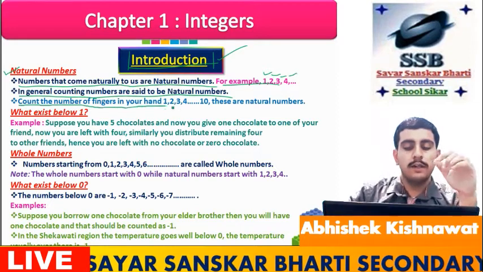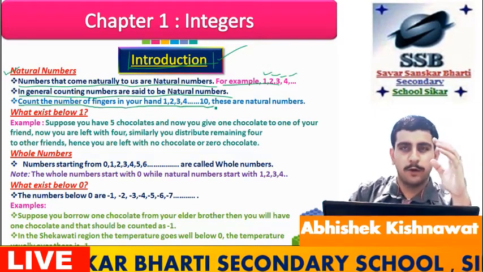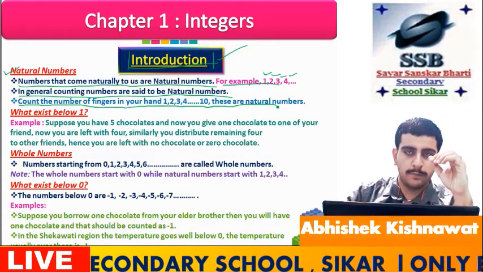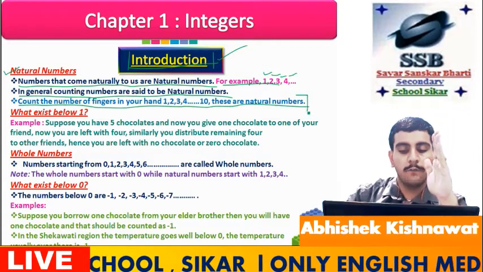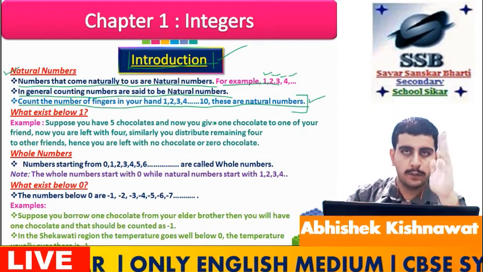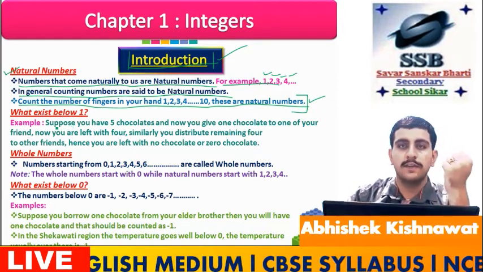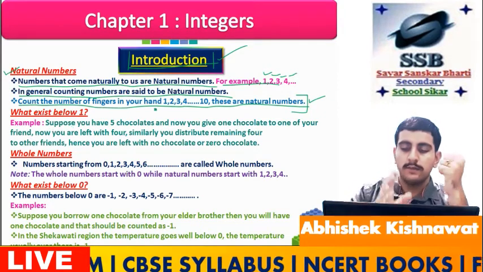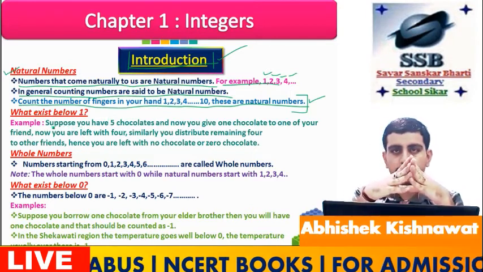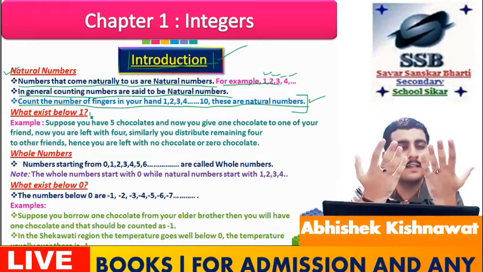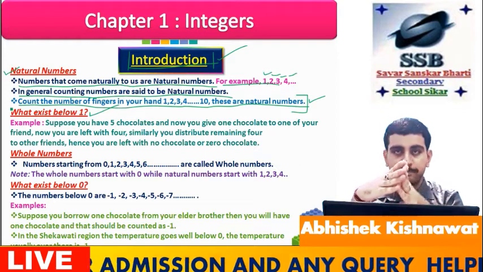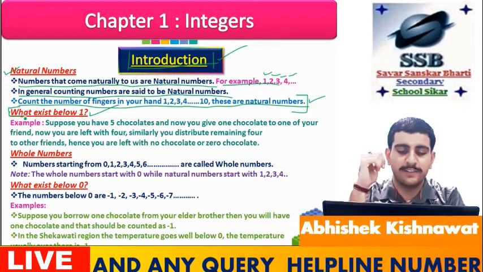Now, what are the natural numbers? You can know it by this. Count the number of fingers in your hand. 1, 2, 3, 4, 5, 6, 7, 8, 9 and 10. These are natural numbers. We can easily count natural numbers on our hand. Yes or no? Yes, very good.